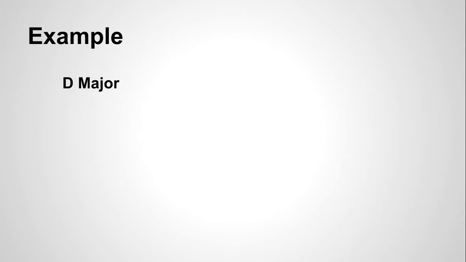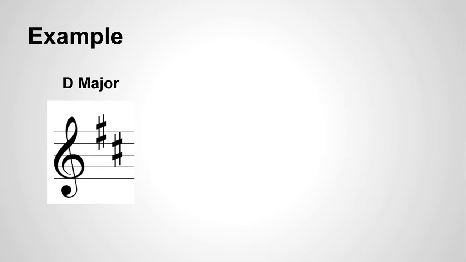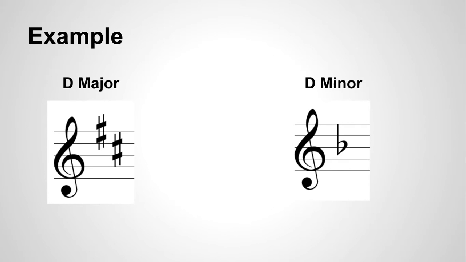Here's another one. D major has 2 sharps. What does D minor have? 1 flat.